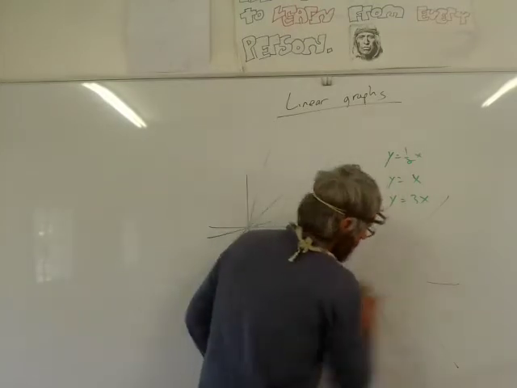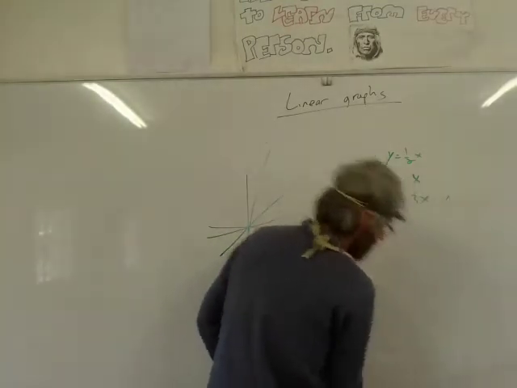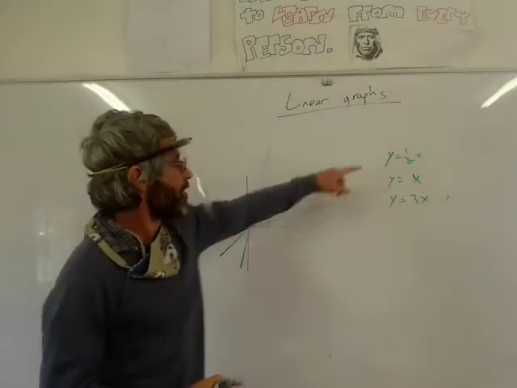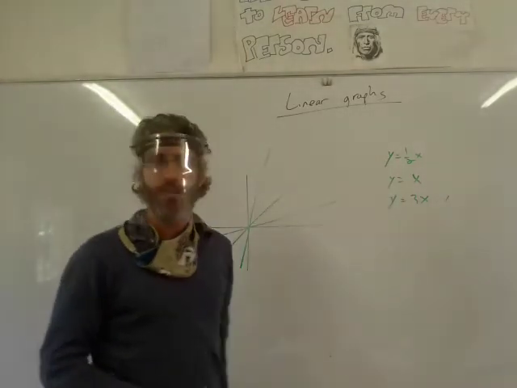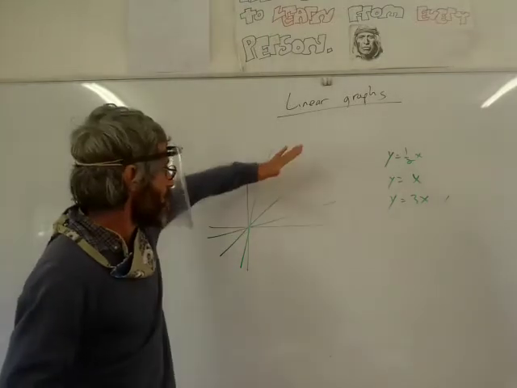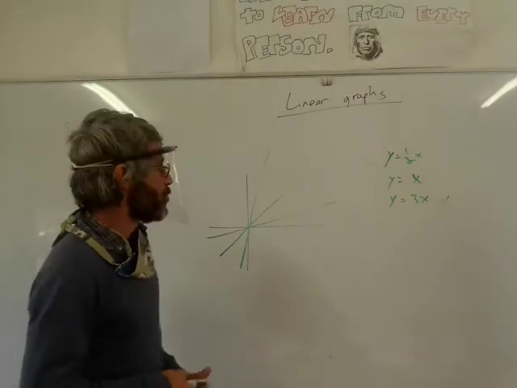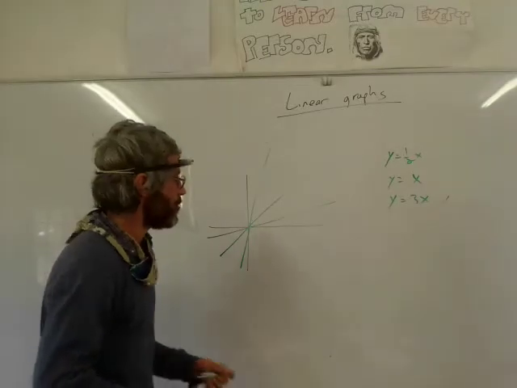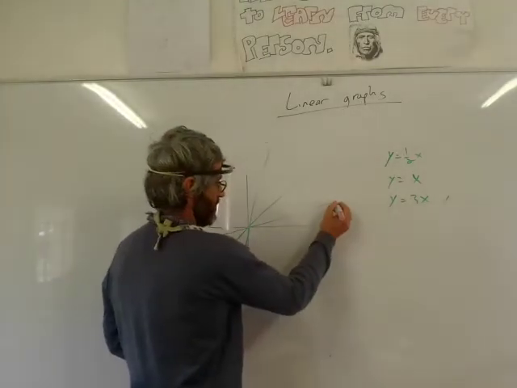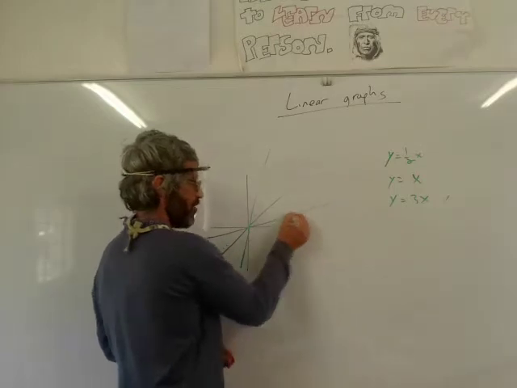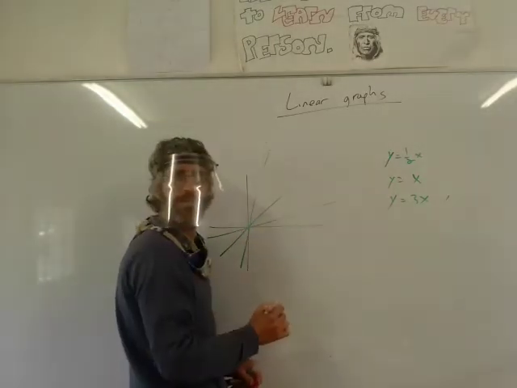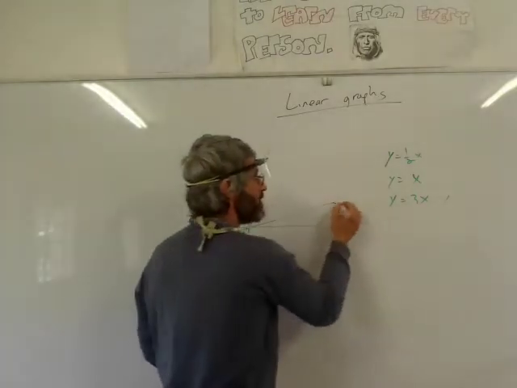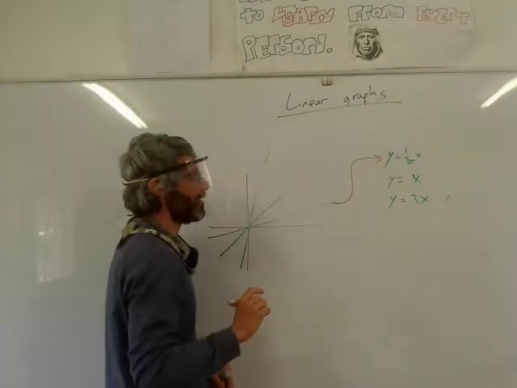But today we're going to look at linear graphs. I've got y equals half x, y equals x, and y equals 3x, and they're all related to one of those graphs. So the first little activity I want us to do: which one is this graph? Which one are these three? Half x. I'll ask you in a minute why.